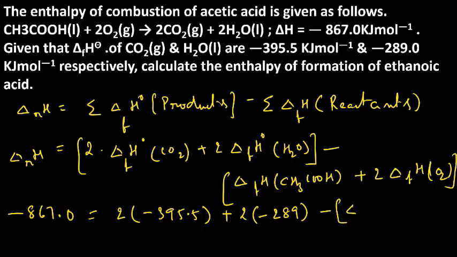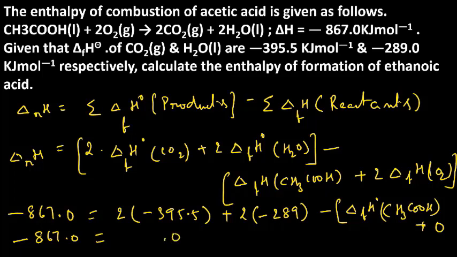Here we have to find ΔfH° of CH3COOH. Oxygen being an element, its enthalpy of formation is 0. Therefore, minus 867.0 is equal to 2 into this much. How much is this? 1, 10, 11, 18, 19. This is 7. Minus 799, 791 plus this is 18, 7, 5.